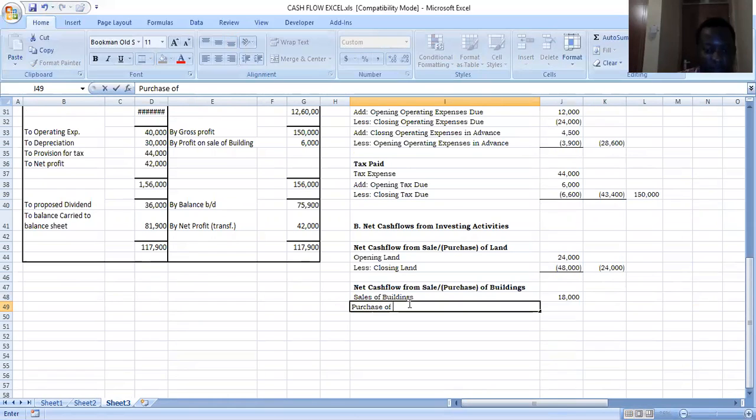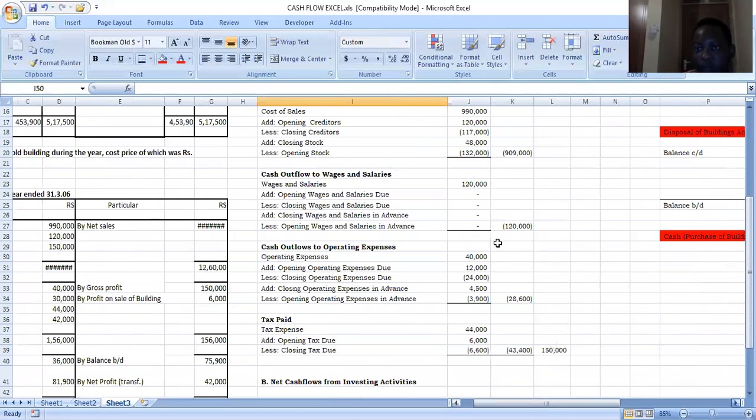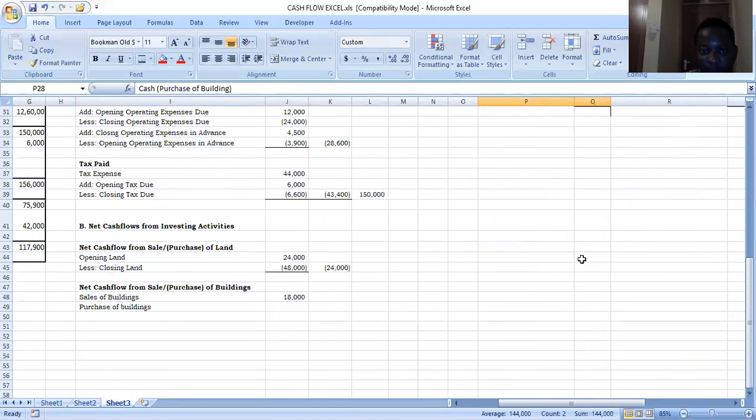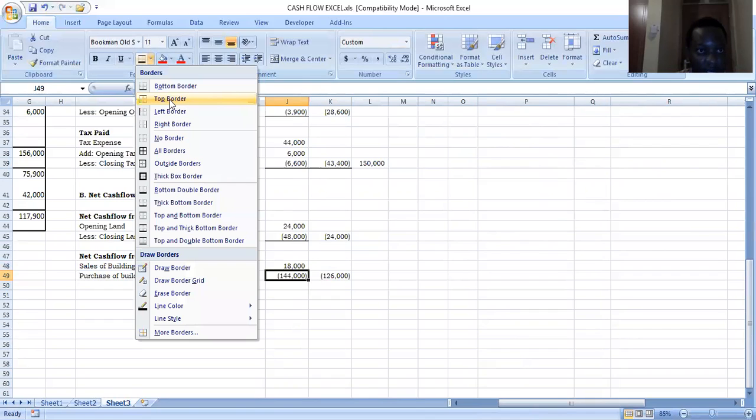Purchase of buildings, which you can also see from our workings, is 144,000 shillings. So less 144,000 shillings. Therefore, the net cash flow from purchase or sale of buildings is equal to 18,000 minus 144,000, which is equal to 126,000 shillings. So that is all about investing activities.